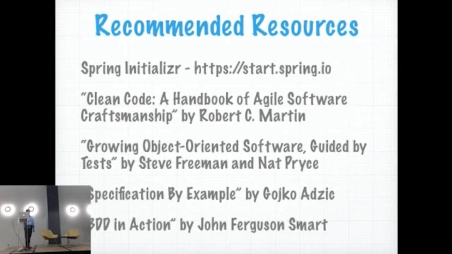So I've got some recommended resources here. Clean Code, Uncle Bob's book, right? Growing Object-Oriented Software Guided by Tests. This is a fairly recent book. It's called the Goose book, G-O-O-S. Specification by Example. There's another excellent book. Gojko Adzic wrote this, and he goes through all the steps.